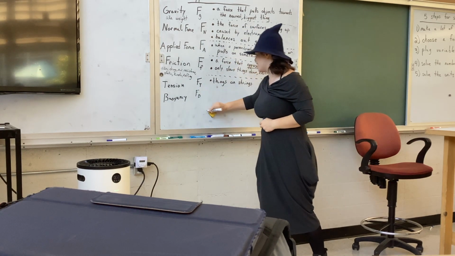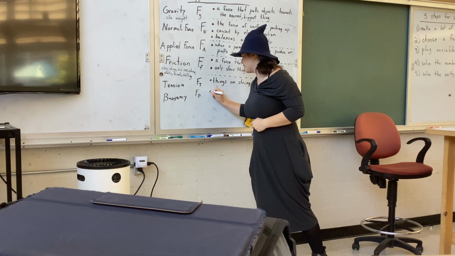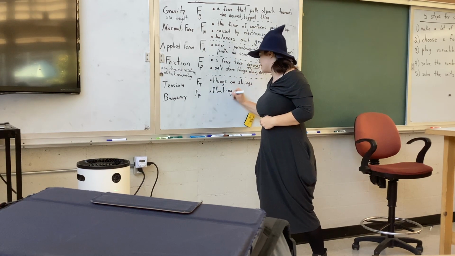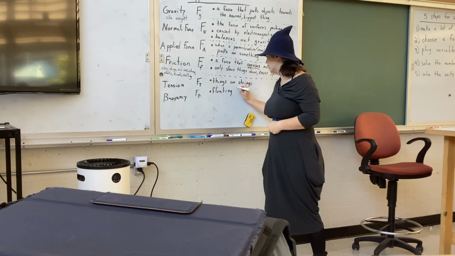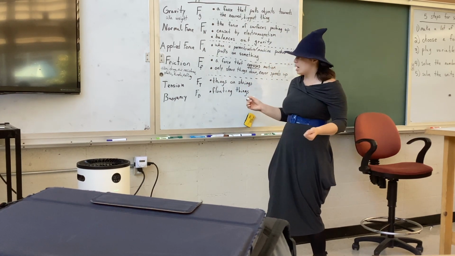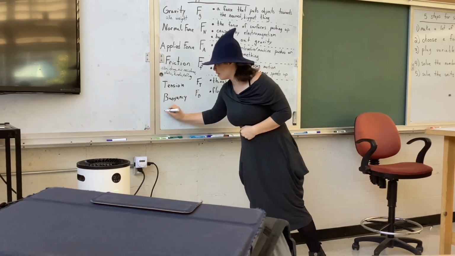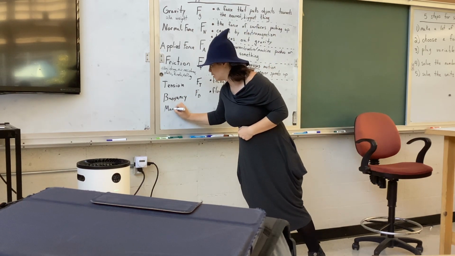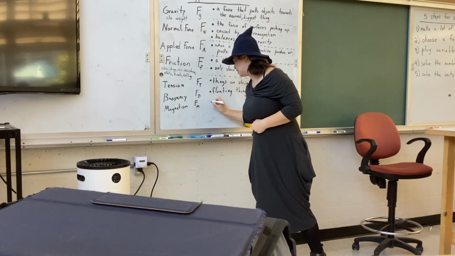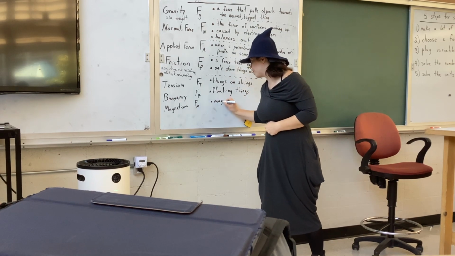B is buoyancy. So that's for floating things, whether it's a helium balloon or a beach ball floating in a pool. We use buoyancy for that. Another one that'll come up is magnetism. For that we use Fm. And that's magnets. Magnets are fun. They can be a push or a pull.